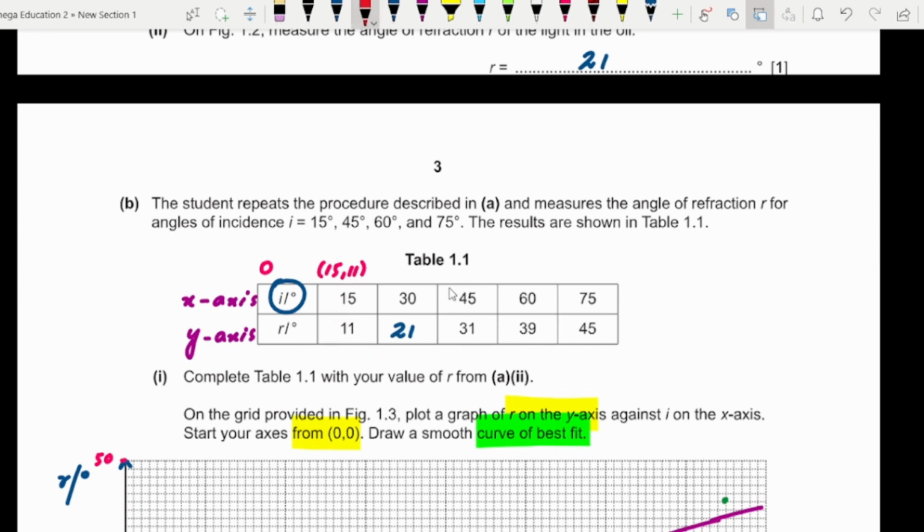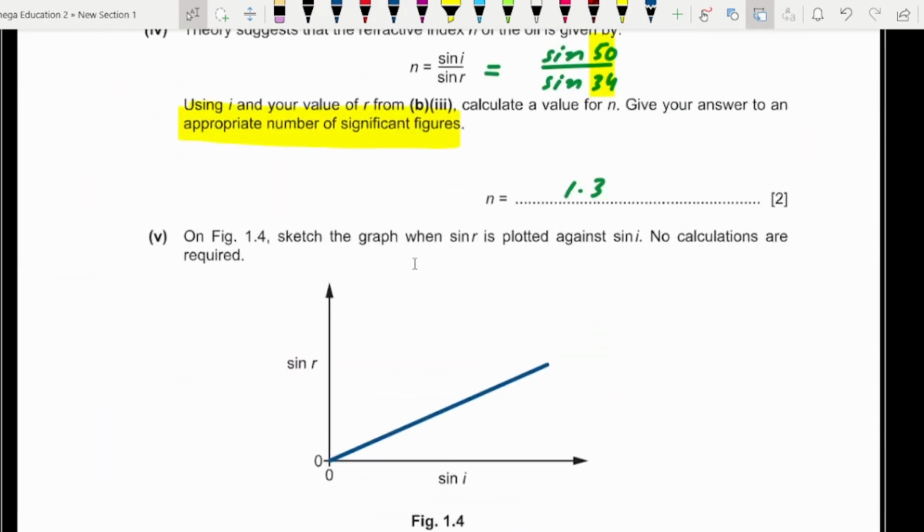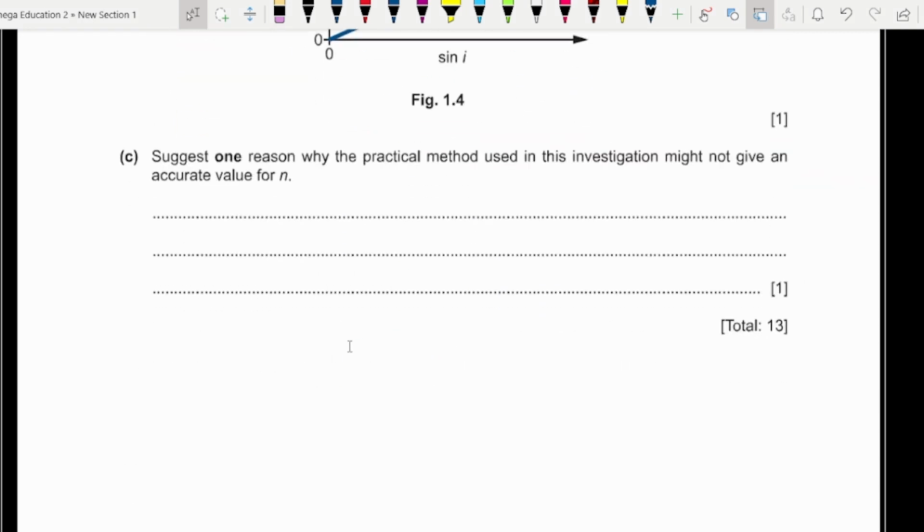Or try any other one. Angle of incidence is 60, the angle of refraction is 39. It's less than that. So the graph has to be closer towards sine i, because those values are greater than the values of sine r.